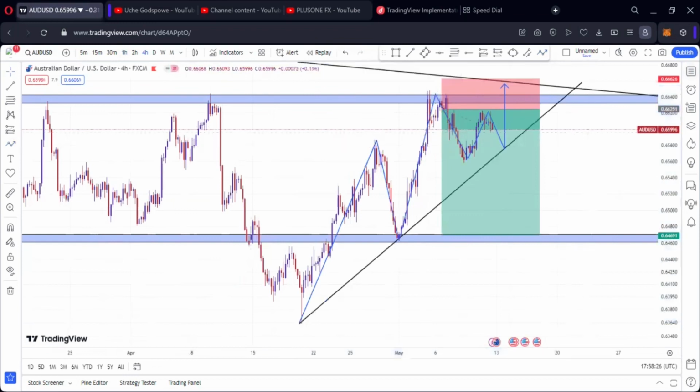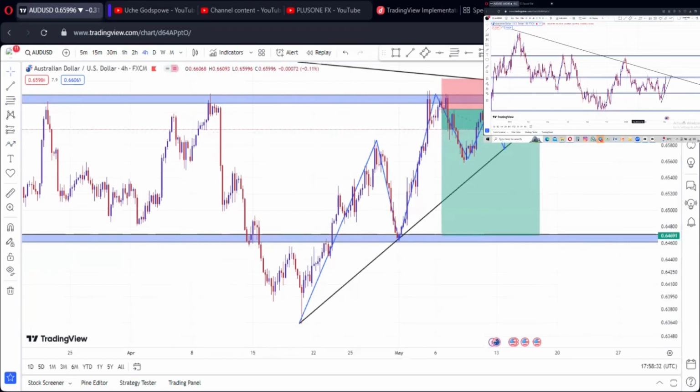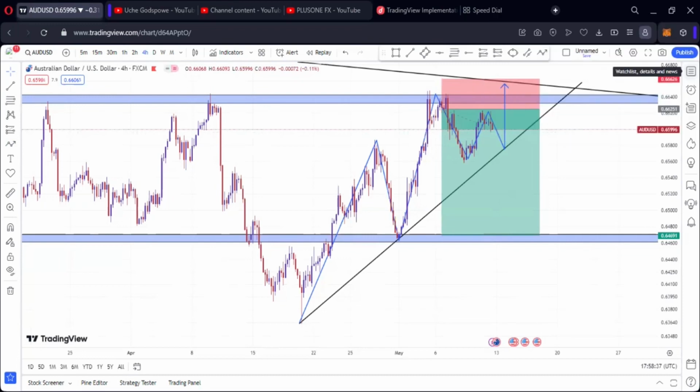So that is it for AUD USD. I will also be placing screenshots of all our previous analysis anywhere on the screen.